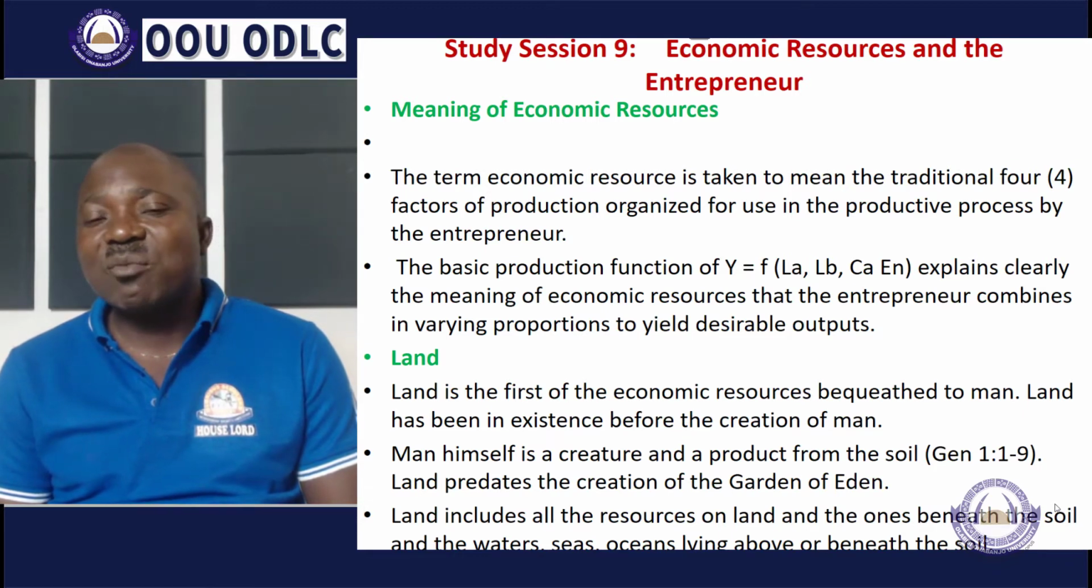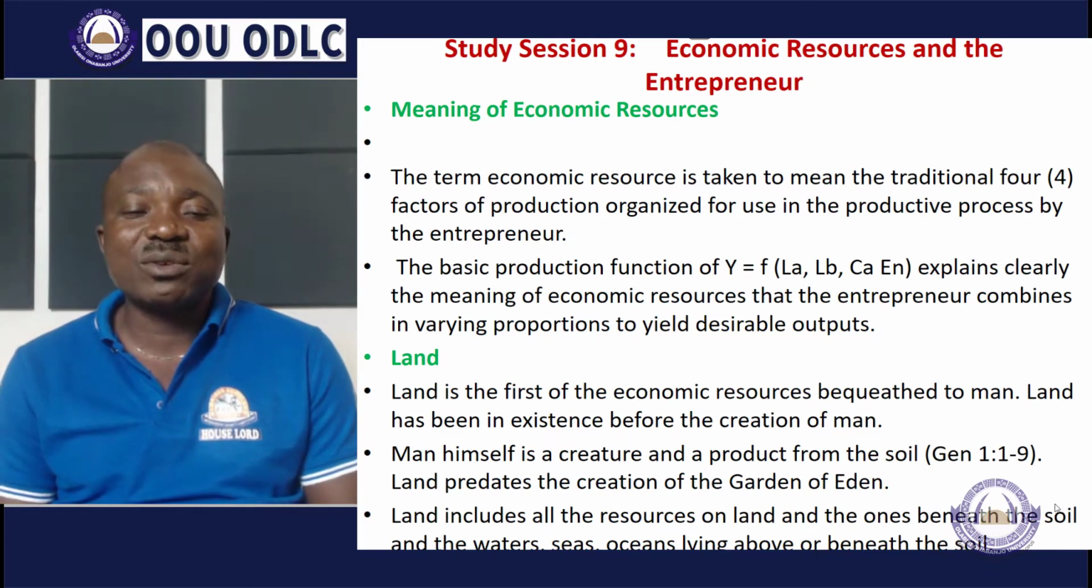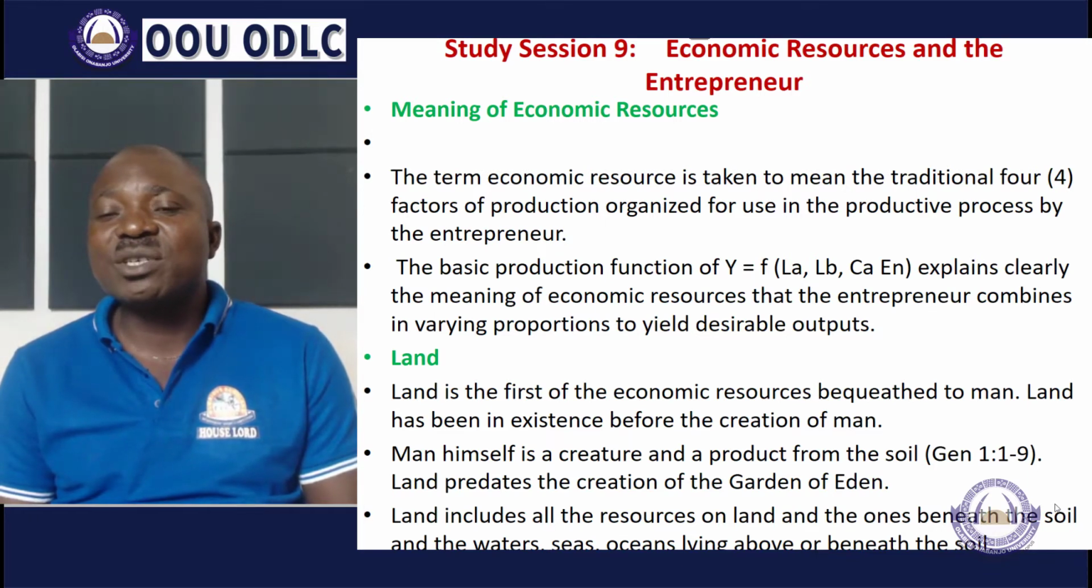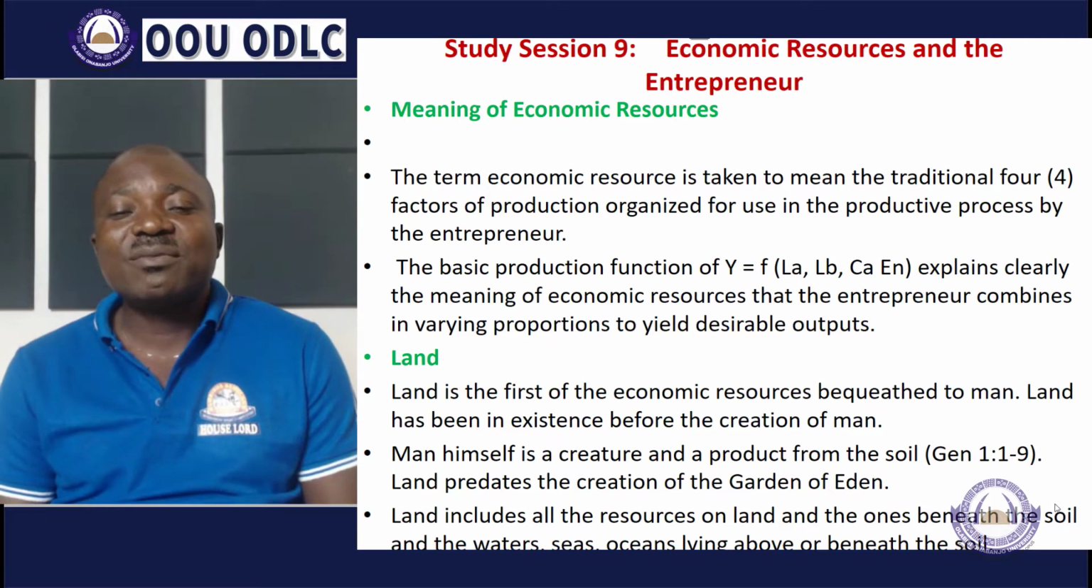The term economic resource is taken to mean the traditional 4 factors of production organized for use in the productive process by the entrepreneur. That is to say, in simple terms, that when we say economic resources, we are referring to just the simple factors of production that we were taught in our secondary school or college days. The term economic resources simply connotes the 4 basic factors of production that are used in the productive process.